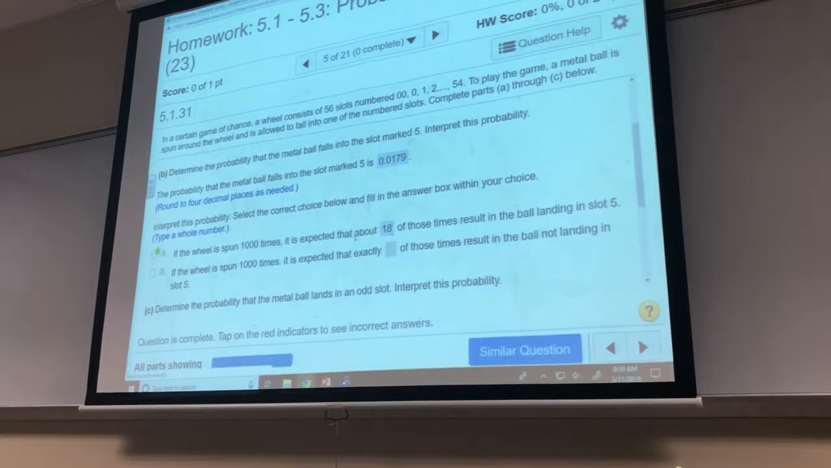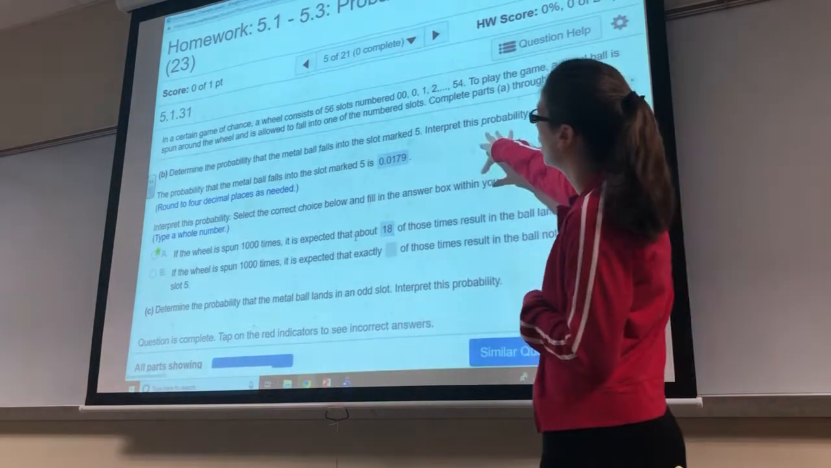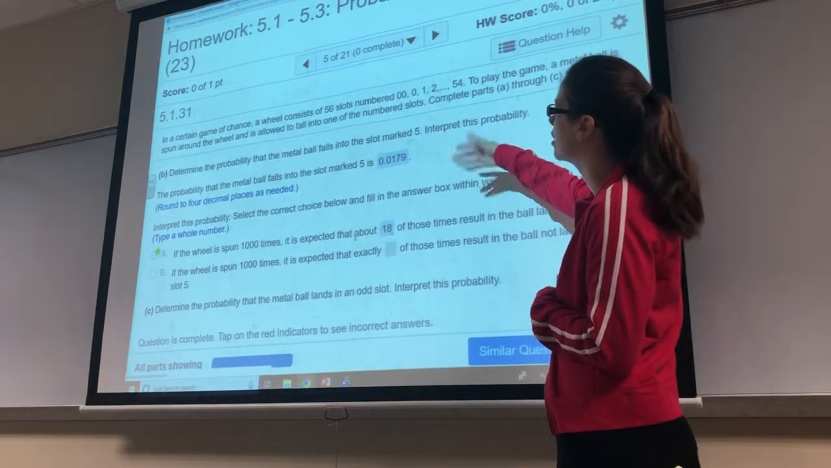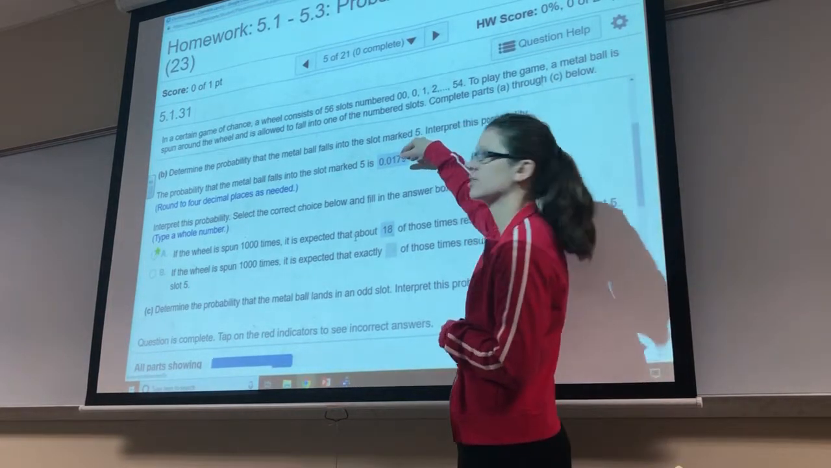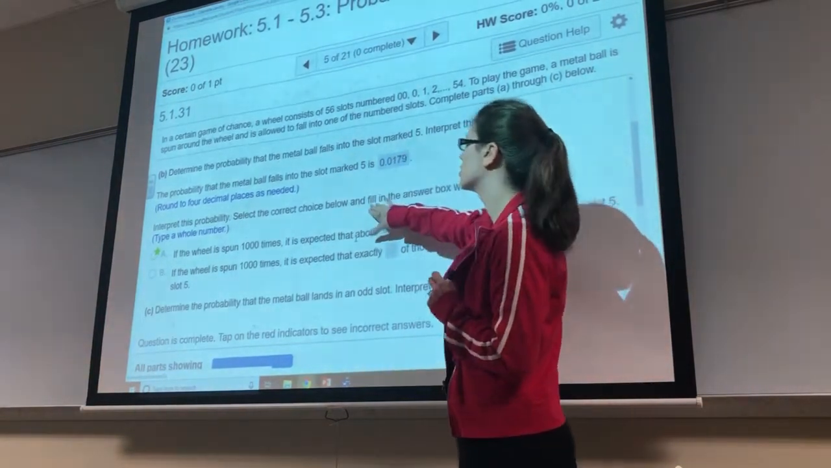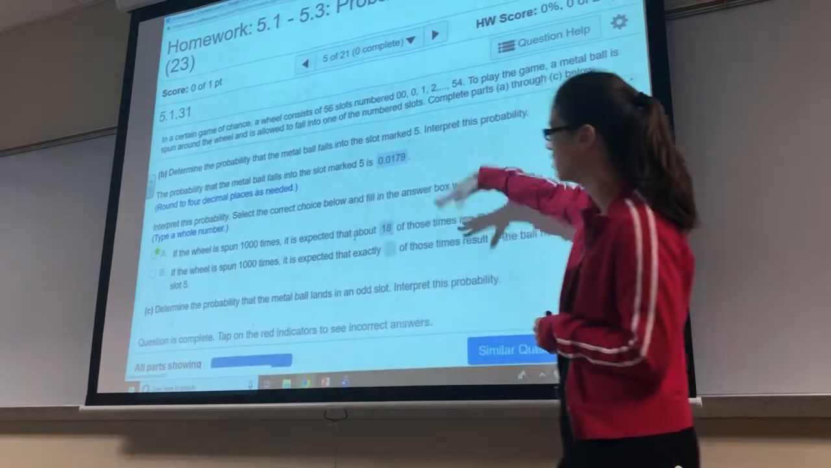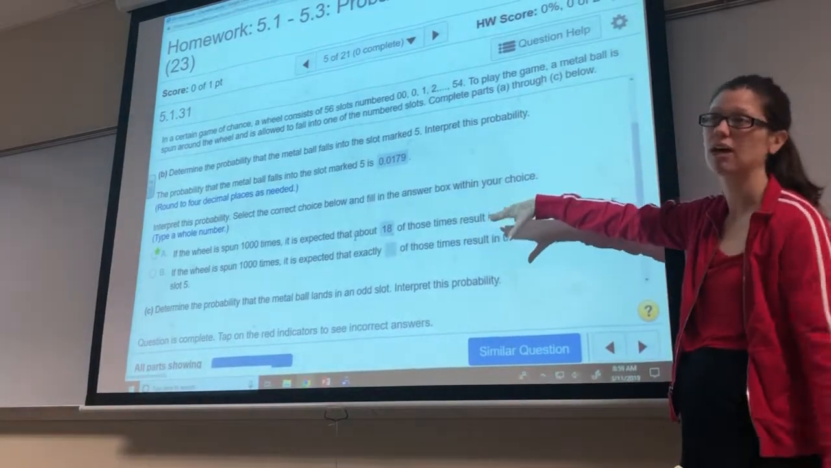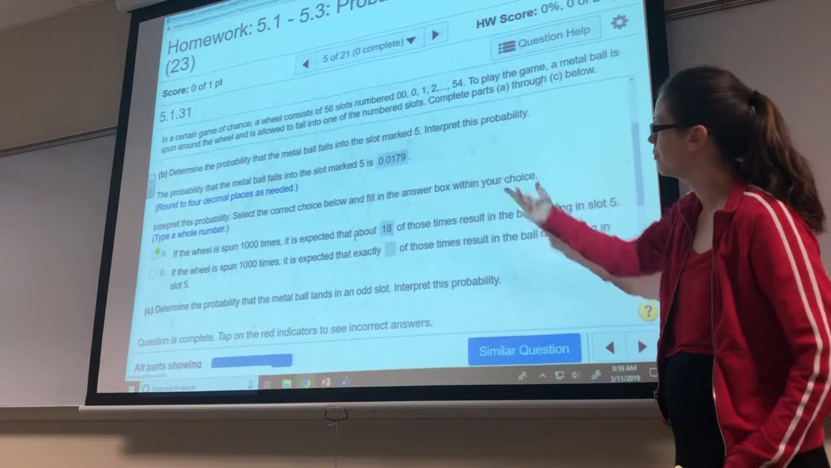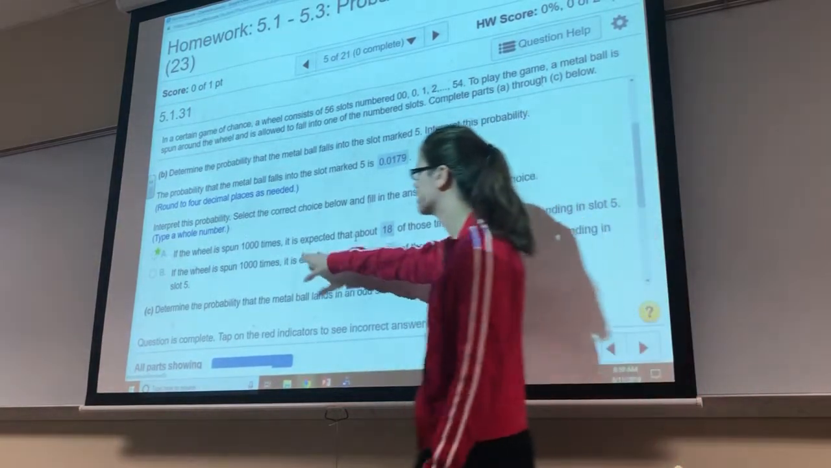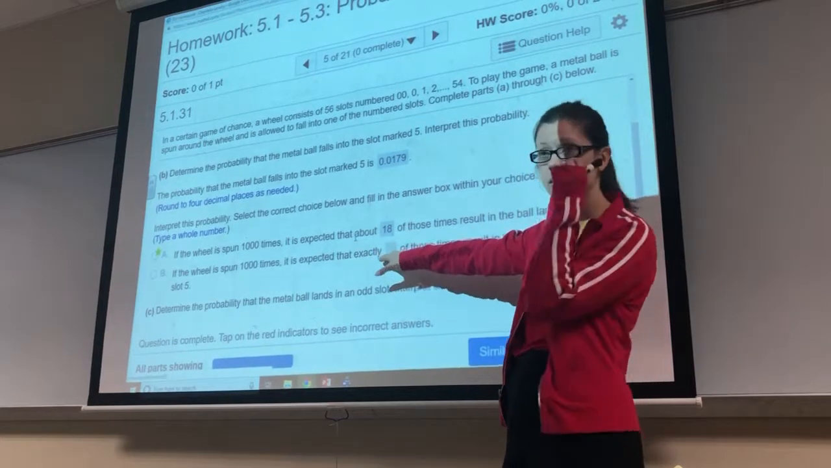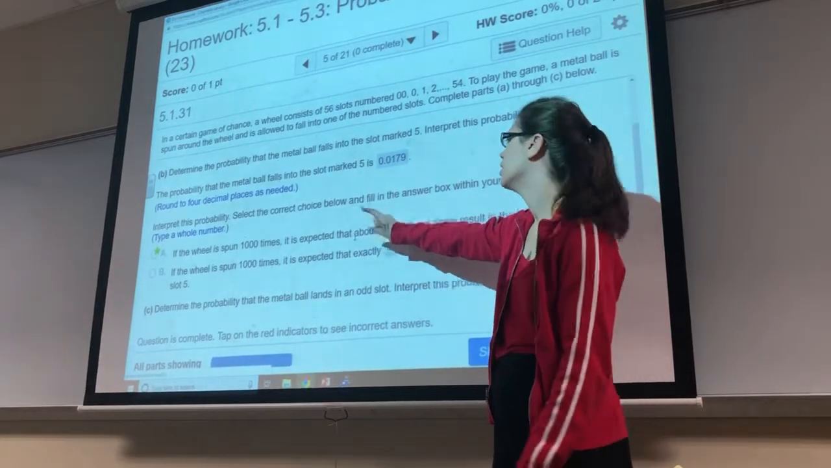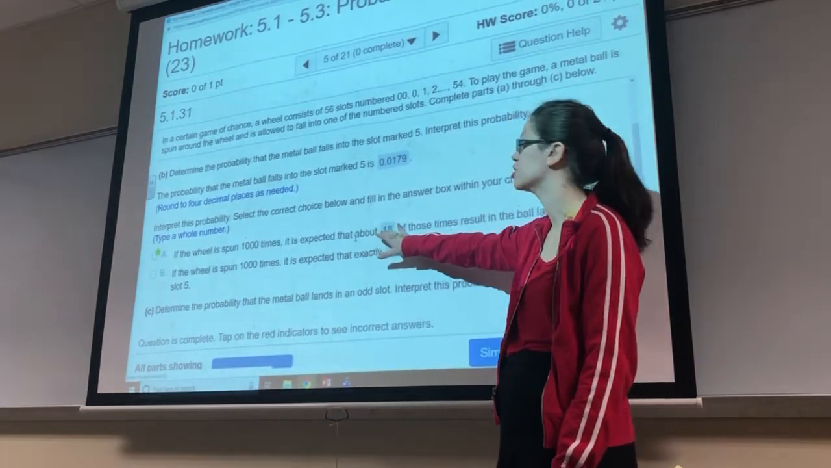Okay, well, this one I actually talked about already with the notes, but for part B, it asks you to find the probability that it lands in the slot marked 5. That's going to be right here. You just calculate that in your calculator. And then it says to interpret this, which is the sub part that they'll ask you for, the little follow-up question. And they say if you spin it 1,000 times, it is expected that about, not exactly, because it's not going to be exactly if it's short term, it's going to be about, an approximation.